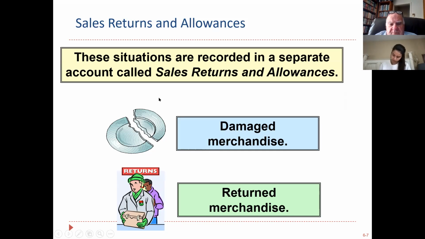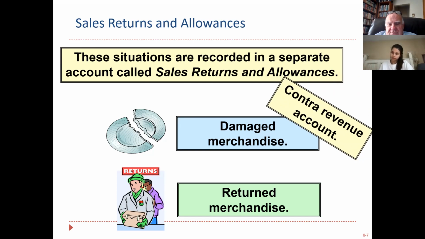So you return something, we agree to take it back. That's a sales return. You try to return something like a toaster, and you say, I just don't like the way this thing is toasting. And the company might say, look, we don't want it back either. How about we cut the price in half and you keep the toaster? That would be an example of an allowance, sales returns and allowance. Got it.